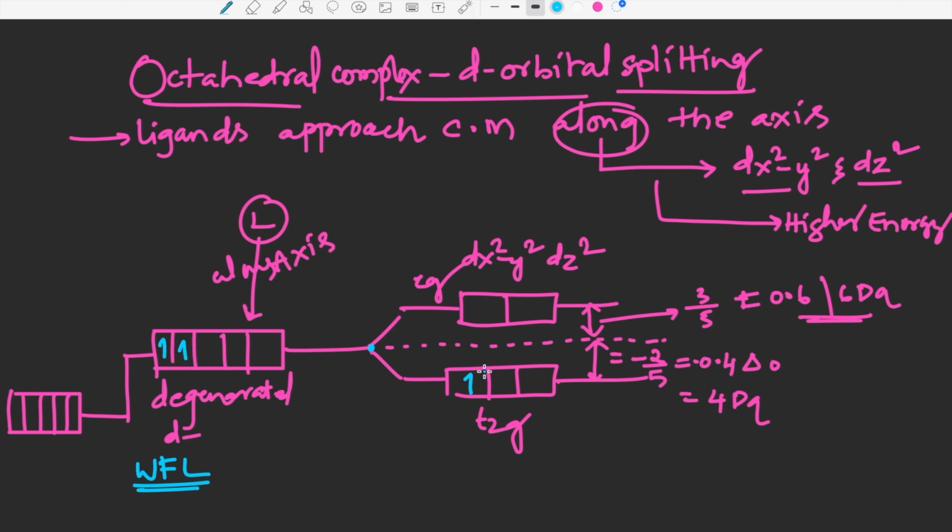d2 is going to enter here. d3 is going to enter into T2g. And the fourth electron will be in a dilemma. The fourth electron has two options. It can enter into a T2g orbital and get paired up with this. This is the first case. In the second case, it can enter into an Eg orbital, into the unoccupied one.